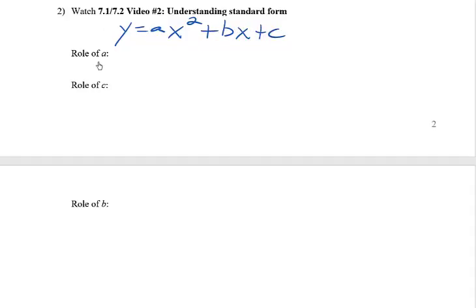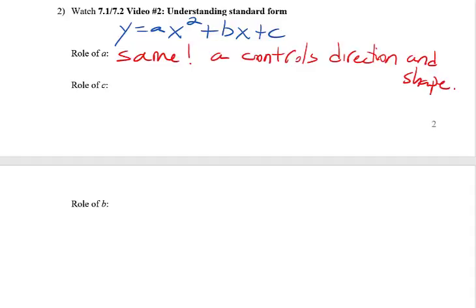Well, let's take each letter one at a time. A is the easiest because it's the same thing. A is the same a in both forms. It's the only constant that appears in both. So the role of a is the same as it was in vertex form. What we learned in that lesson is that a controls both the direction and the shape of the parabola. And you can check back on your notes for more details on that.